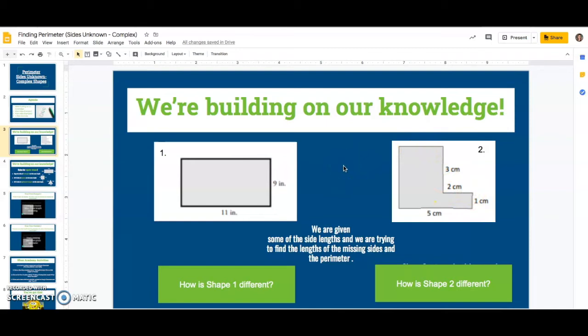Okay, I have another question for you. What is different about these shapes? We just found what was the same. What is different about these shapes? Think in your brain. If you need to pause, totally okay.